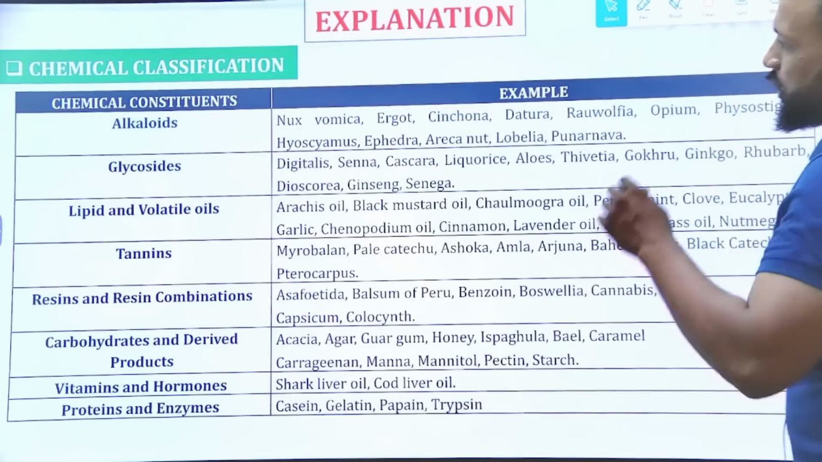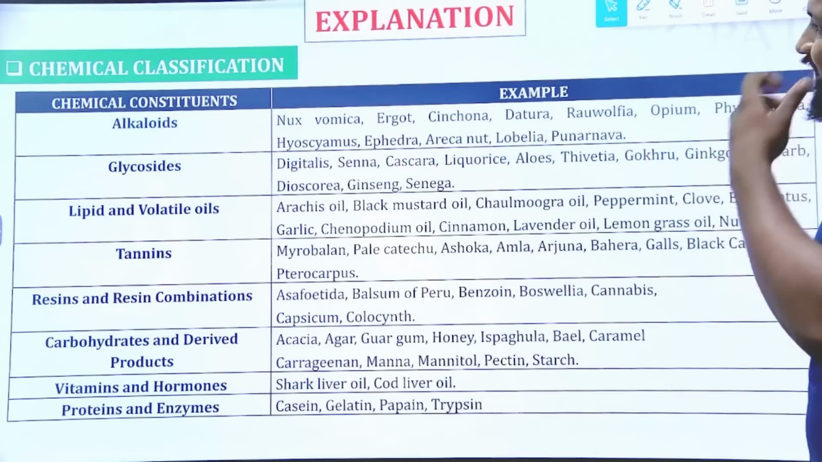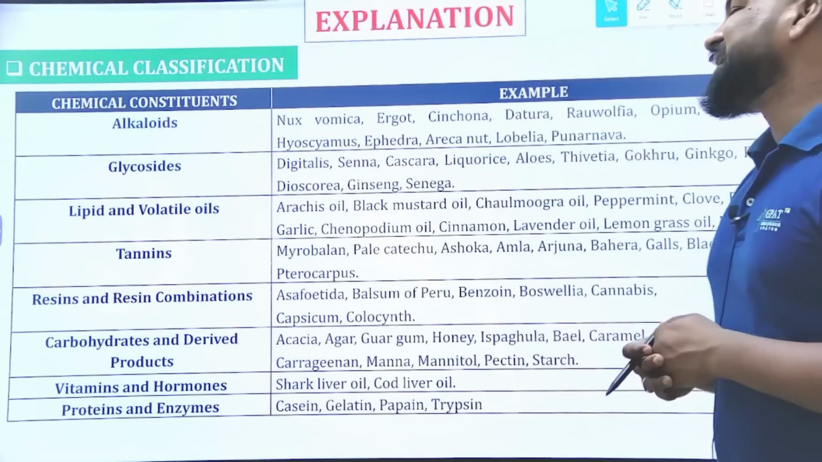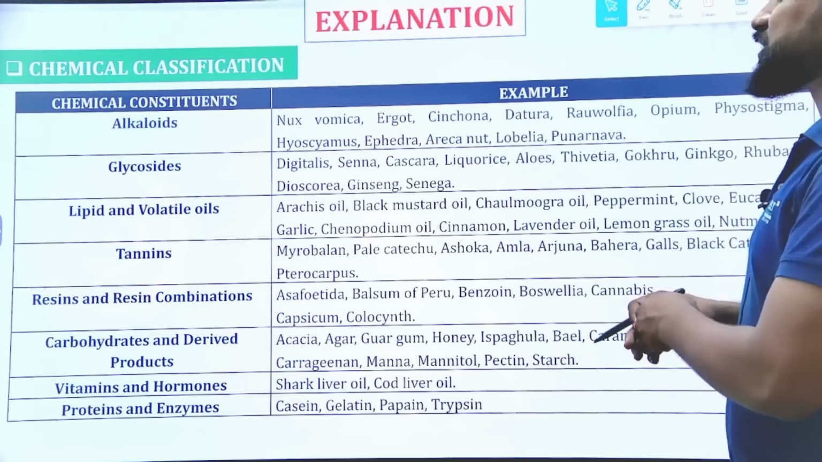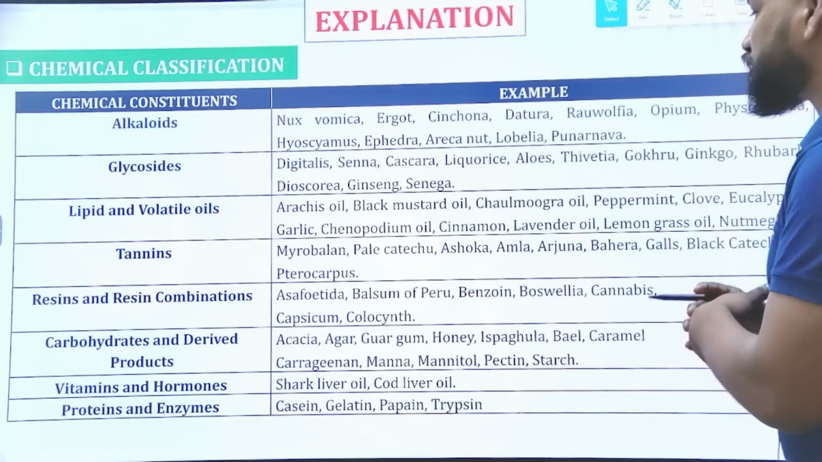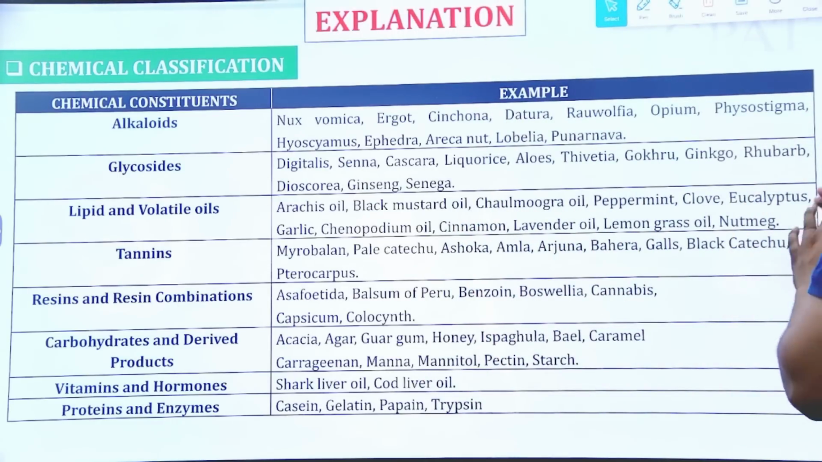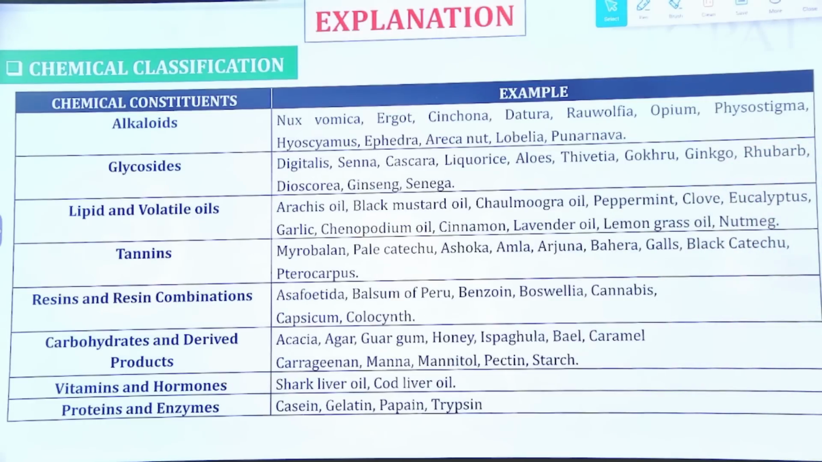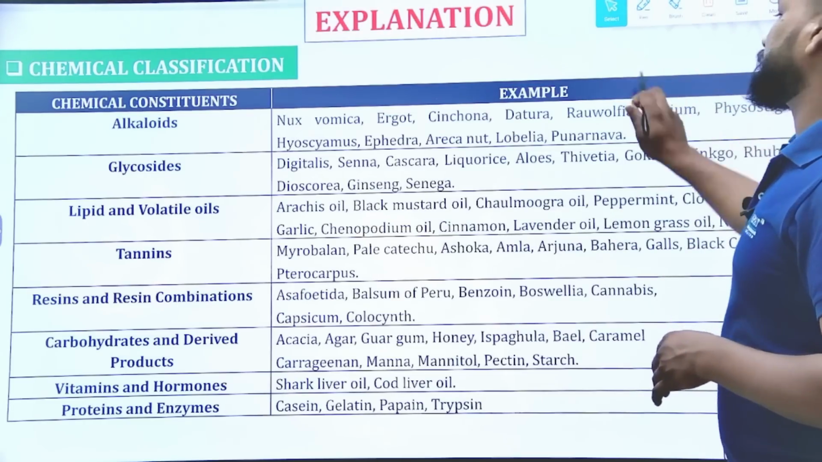Next question. These are the different drugs with their examples: alkaloids, glycosides, lipids and volatile oils, tannins, resins and resin combinations, carbohydrates, vitamins, and other drugs. Just remember the examples, they are very important because this is the chemical classification. Okay, next one.